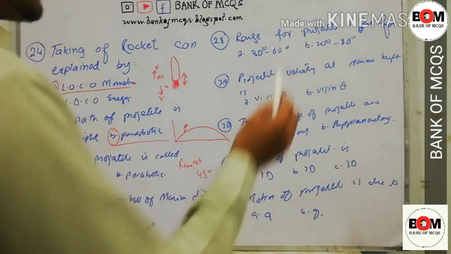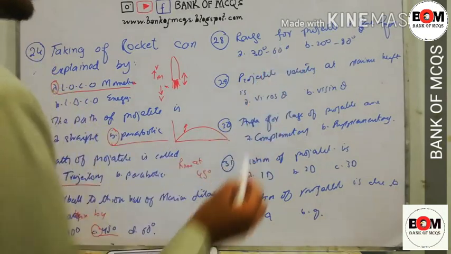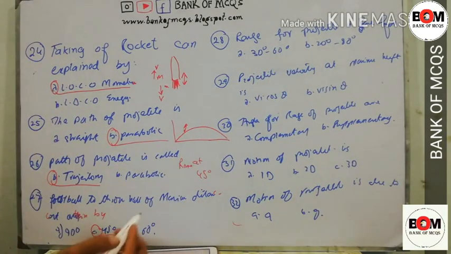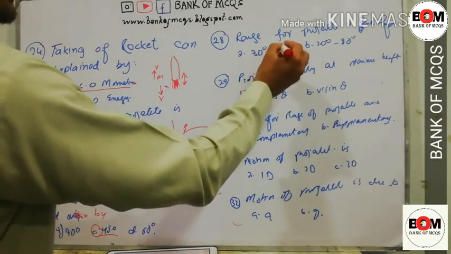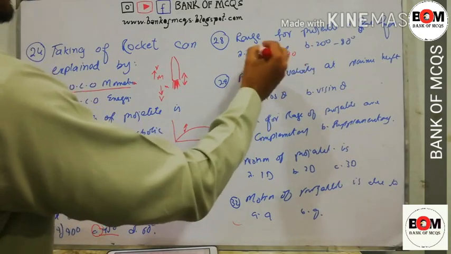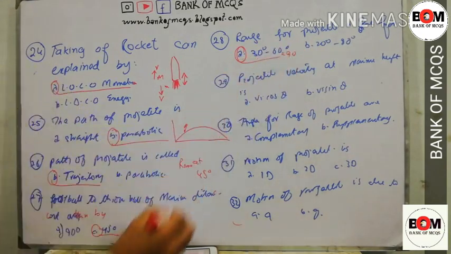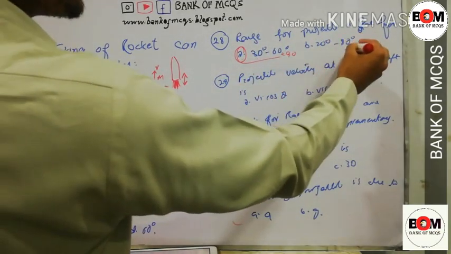The range for a projectile is the same for 30 and 60 degree, or 20 and 80 degree? We know that the angles for the same range of projectiles are complementary and their sum is equal to 90. So for 30 and 60 its sum is equal to 90. So the range will be the same for 30 and 60, not for 80 and 20, because its sum is 100.